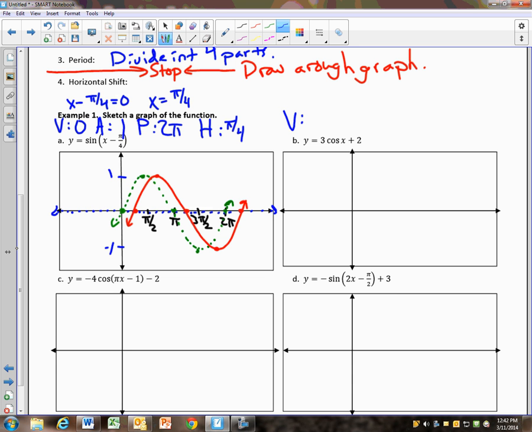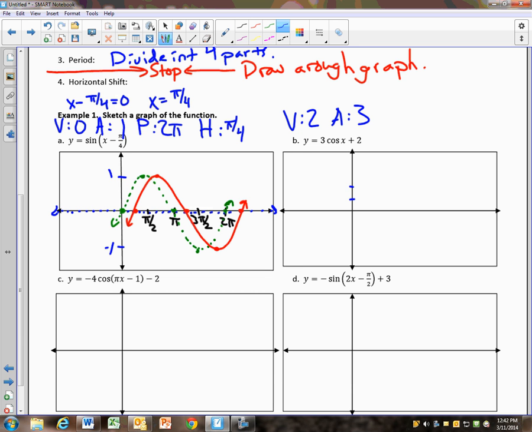First one, vertical shift. What is it? 2. And the amplitude is 3. So if the vertical shift is up 2, and the amplitude is 3, what's the highest spot that I'll go to? 5. So that helps me decide how big I should make my tick marks for my graph.